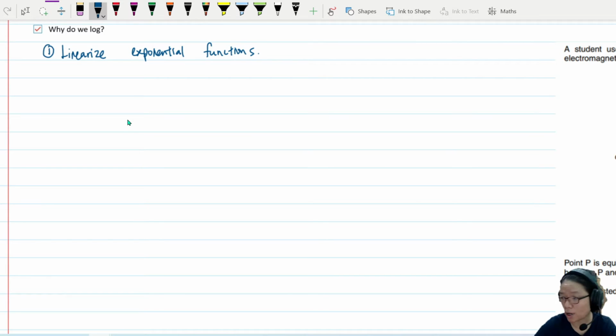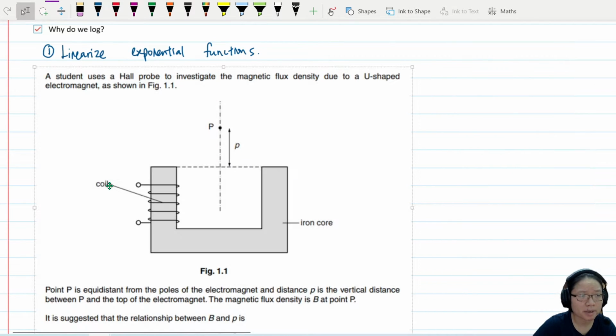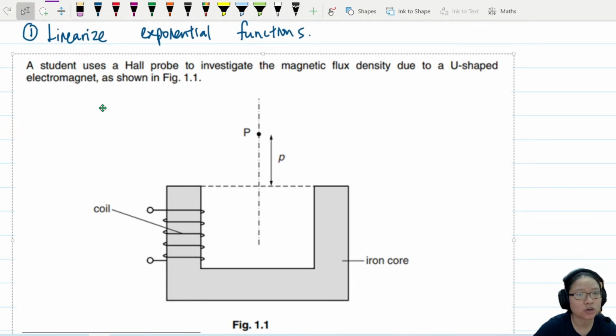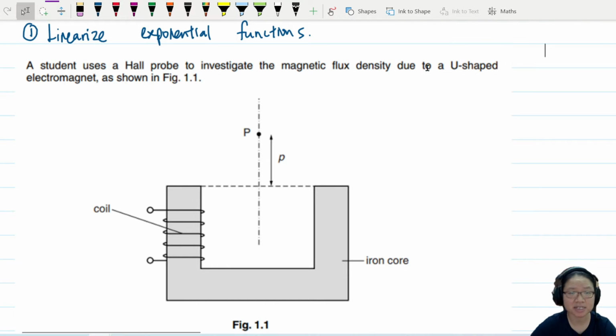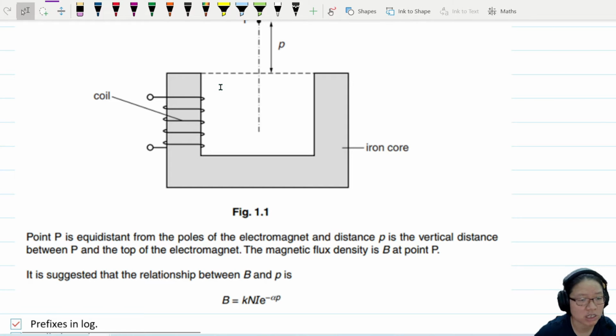I'm going to show you one from a past year question, from Question 1. It says that a student uses a Hall probe to investigate the magnetic flux density due to a magnet. Maybe you have tried this question already. The one thing that I want to focus on is this equation. It is suggested that the relationship between B and P is this one.